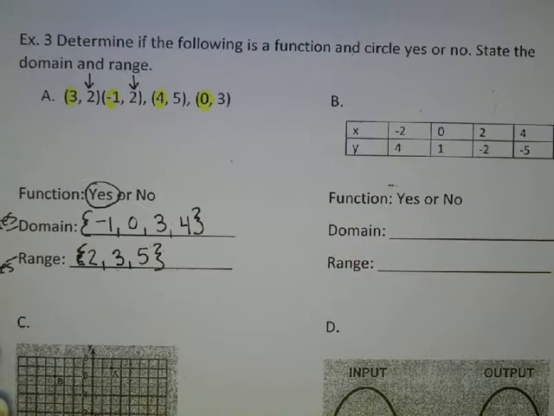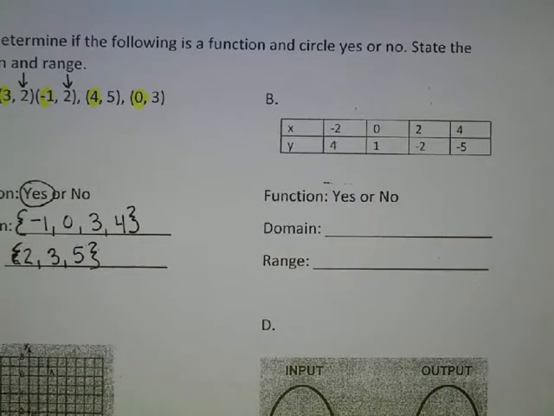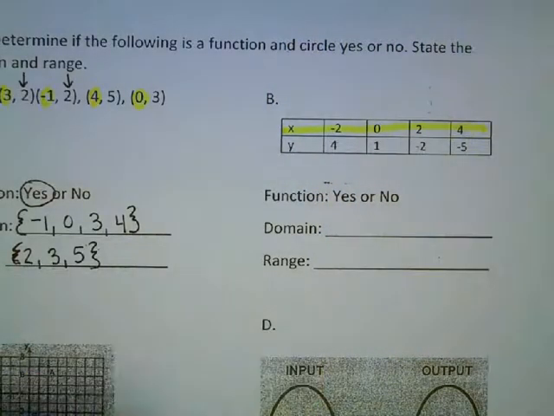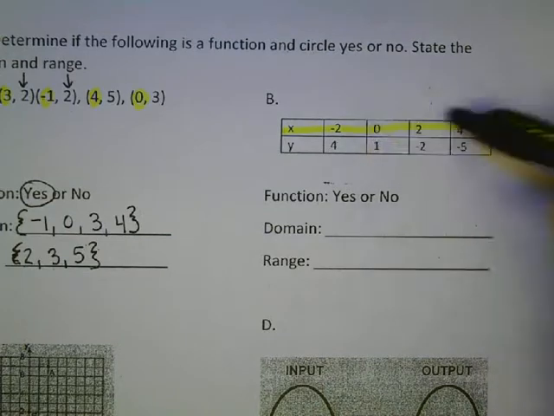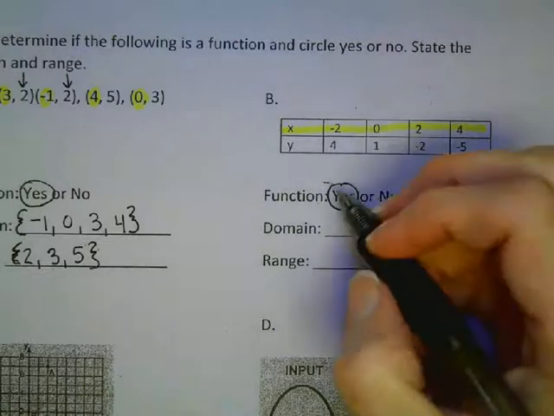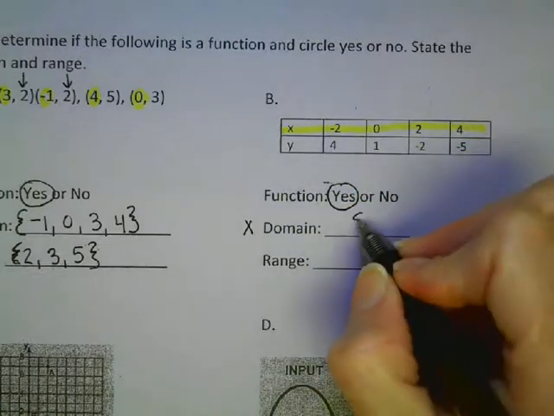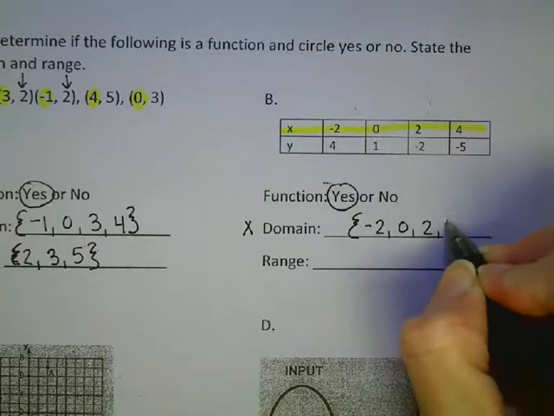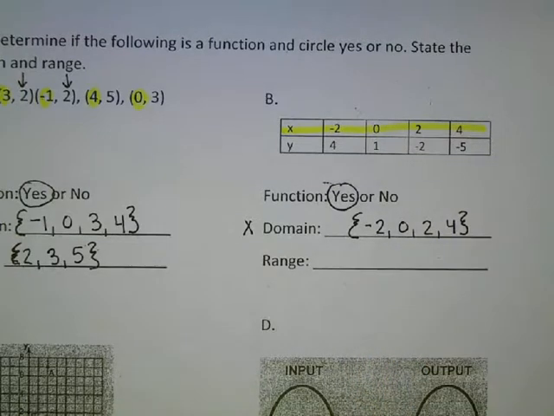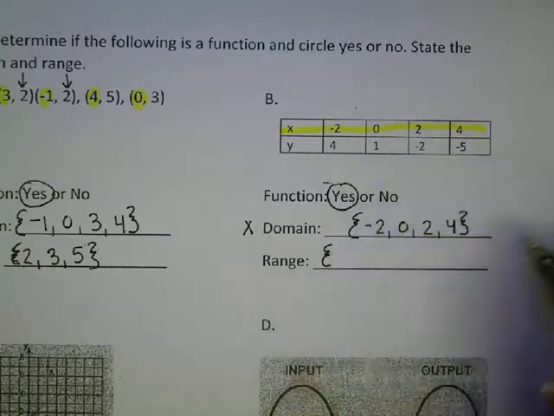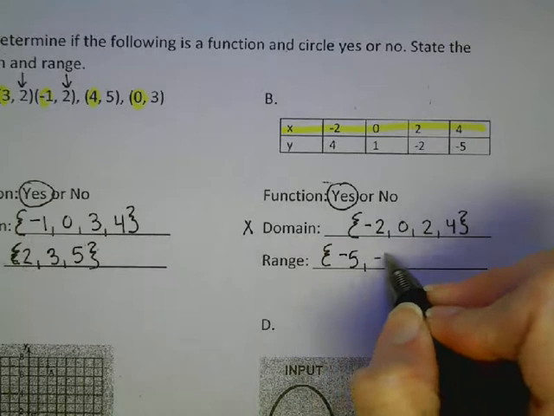So you're going to look at the top line here, the x values. Do any of those repeat? So all of those are different numbers, so I'm going to say yes, it's a function. Now I want to list my x's, my domains, from least to greatest, which they happen to already be in. Then you're going to list your y's from least to greatest. Looks like -5, -2, 1, and 4. Okay.